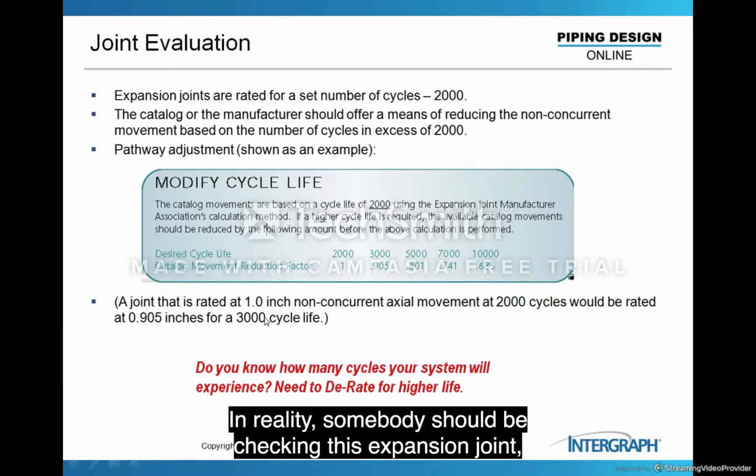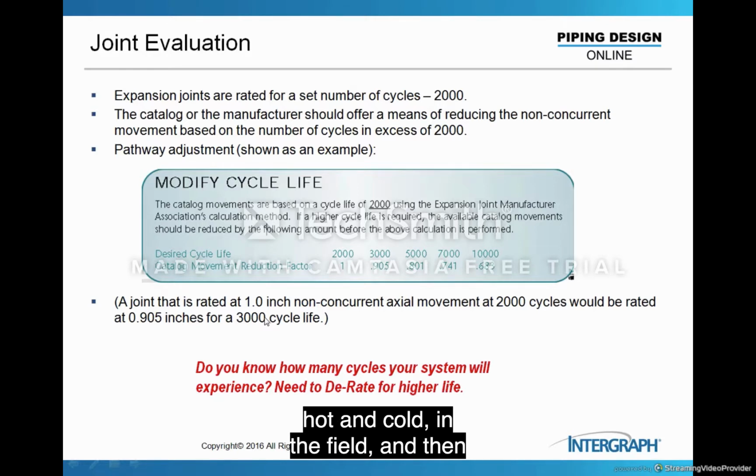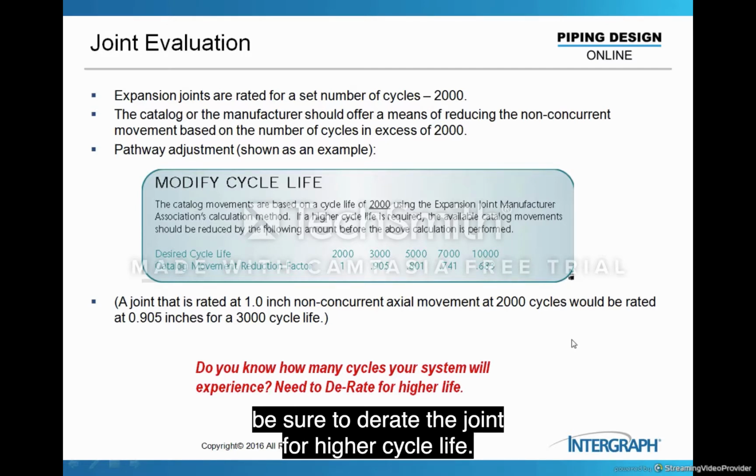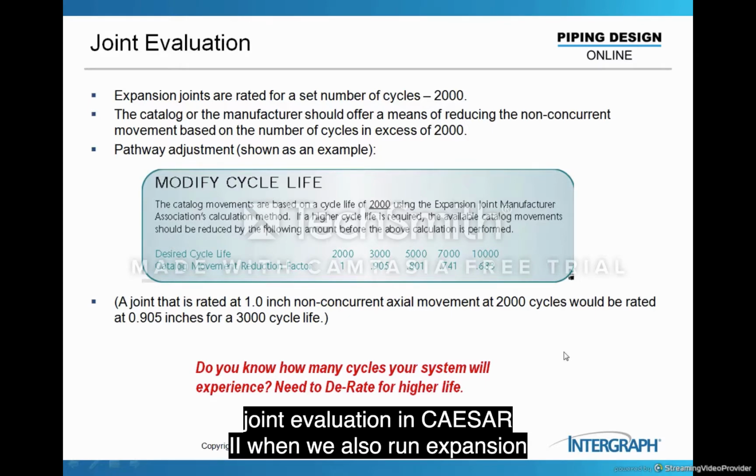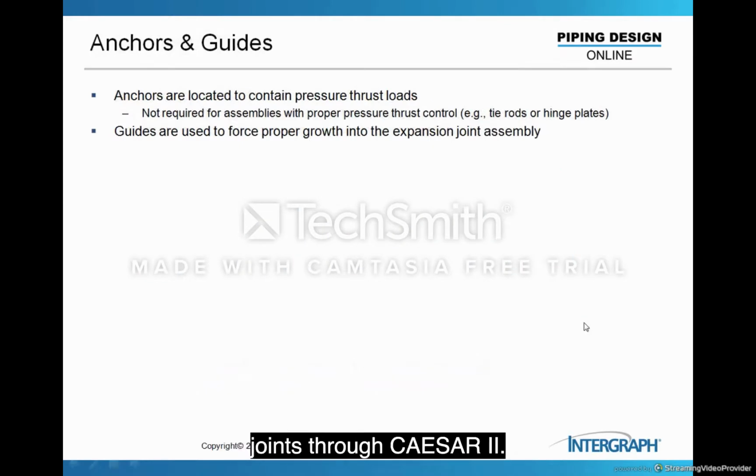In reality, somebody should be checking this expansion joint hot and cold in the field and then use that to set the expectations of the joint. Again, if you have much higher cycles, be sure to derate the joint for higher cycle life. In a future session, we will exercise this expansion joint evaluation in Caesar 2 when we also run expansion joints through Caesar 2.